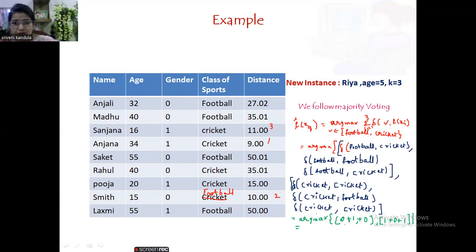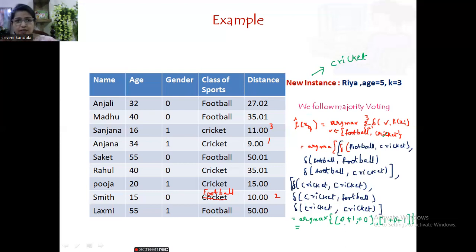So what is my V value? I got a V value of 2 for cricket. So finally, argmax is taken and the value of this is 2. So 2 is for the value V as cricket. So finally, the target class of this new instance will be classified as cricket. This is how the KNN algorithm will work for a discrete value target function.